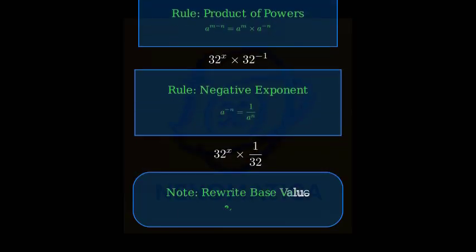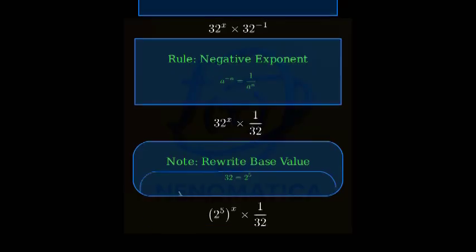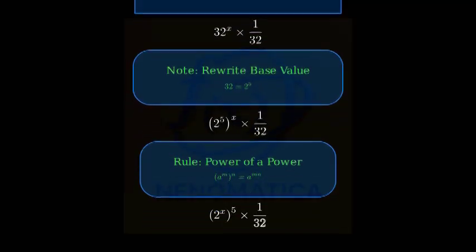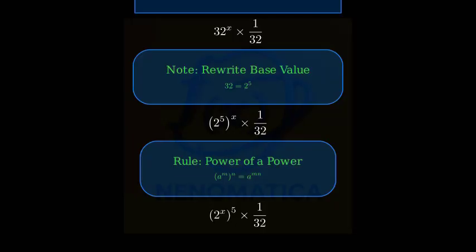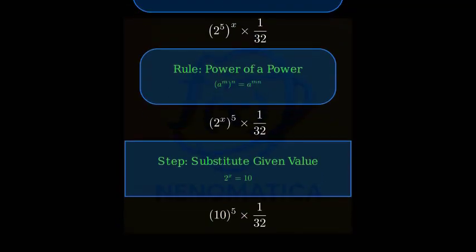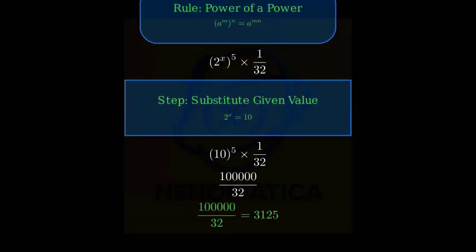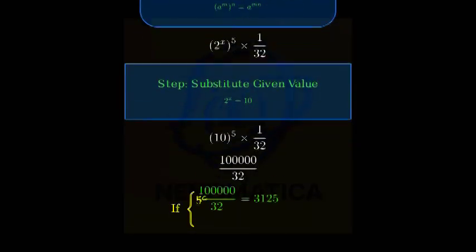We know that 32 equals 2 raised to the power of 5. So we can rewrite 32 raised to the power of x as 2 raised to the power of 5x. Using the power of a power rule, we can simplify 2 raised to the power of 5x as 2 raised to the power of x, raised to the power of 5. Now we can substitute the given value. Since 2 raised to the power of x equals 10, we can replace 2 raised to the power of x with 10. 10 to the power of 5 is 100,000. So our expression becomes 100,000 divided by 32. If we calculate this division, we get 3,125.